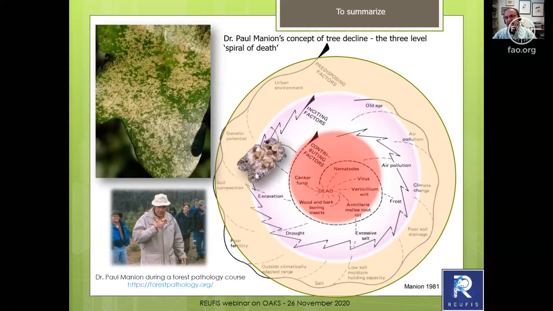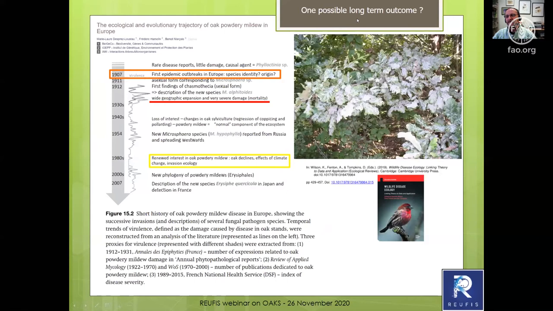This death in the middle may mean a single tree, a group of trees, or even large patches of trees. And since Juri also mentioned the very important role of Microsphaera or Erysiphe alphitoides, there is also a recent publication which I would warmly suggest for specialists who are not familiar with this one.